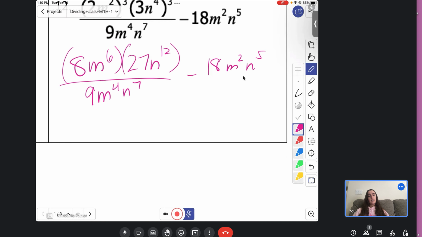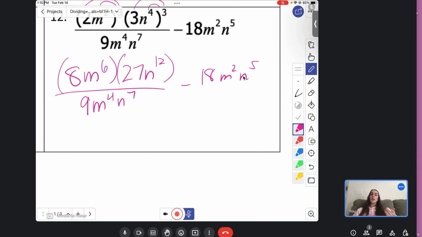And then on the bottom here, we have 9 m to the 4th, n to the 7th. All of this is subtracting that. Okay, now next thing, I did exponents. I need to multiply. So right off the bat, up here, I saw these were going to be multiplied after I did the exponents, right? So this is being multiplied.